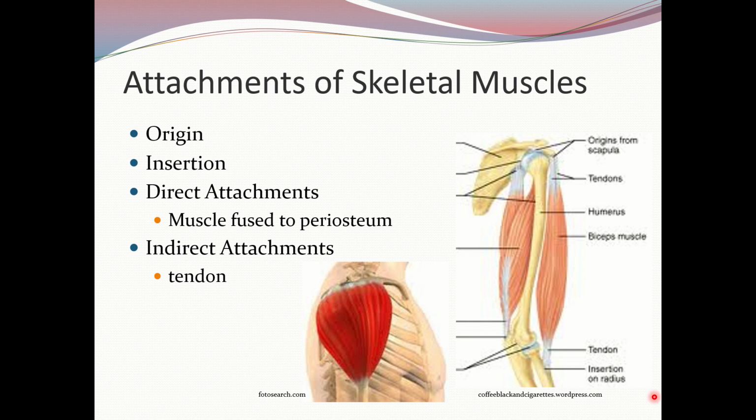With direct attachments, the muscle will be fused to the periosteum of the bone, and that is pictured here with the deltoid muscle fusing to the clavicle and the scapula. And then with indirect attachments, like the tendon, it's going to be a cord-like structure that will insert on the bone.